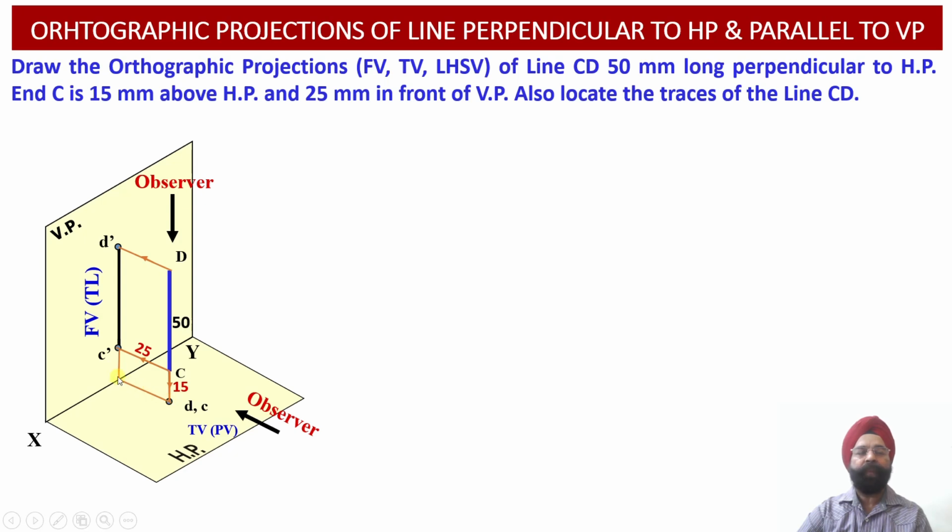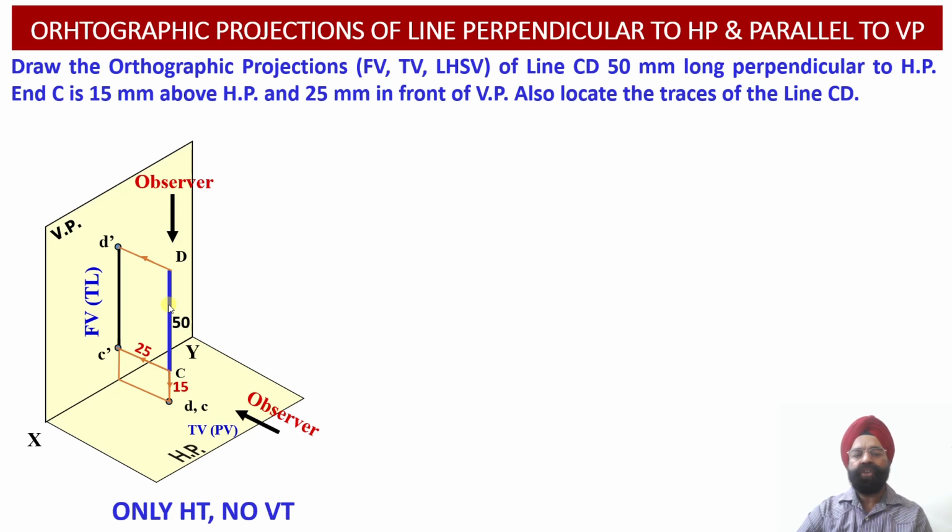So once we draw these two projection lines, we will be able to establish the relationship between the true length front view projections which have been obtained on the vertical plane and the point view top view projections which have been obtained on the horizontal plane. Since this line happens to be perpendicular to the horizontal plane and parallel to the vertical plane, this line will have only the horizontal trace and will not have any vertical trace.